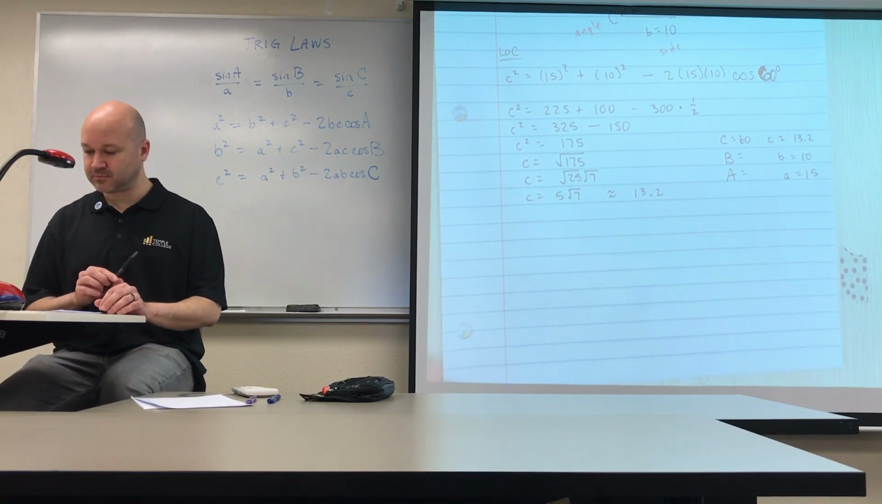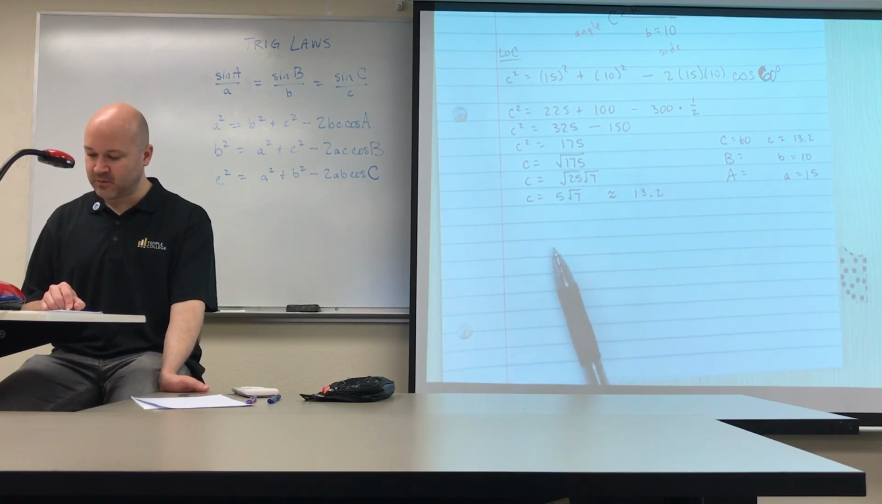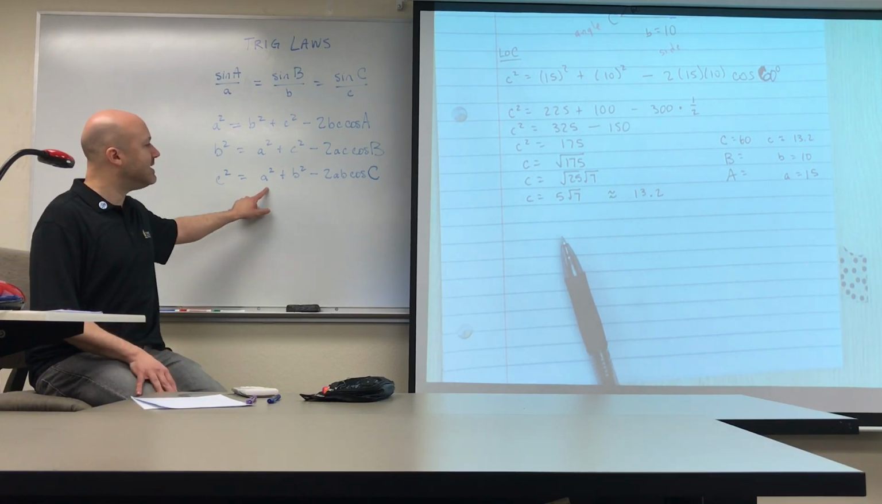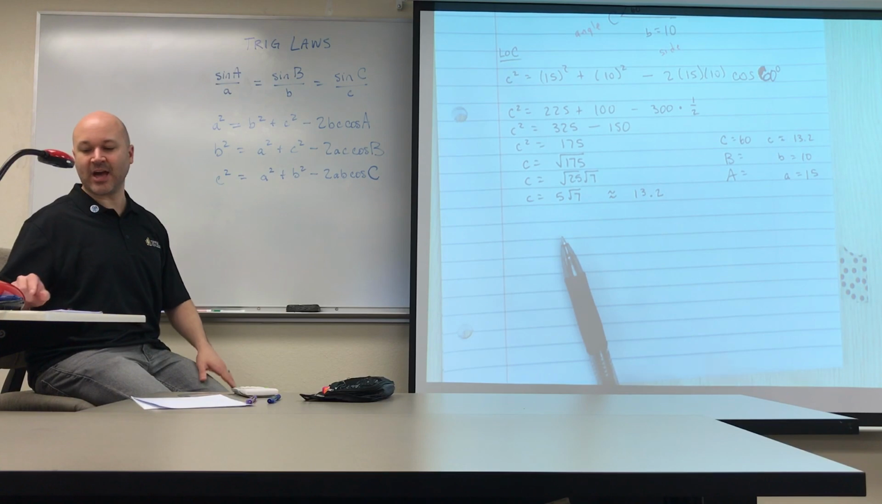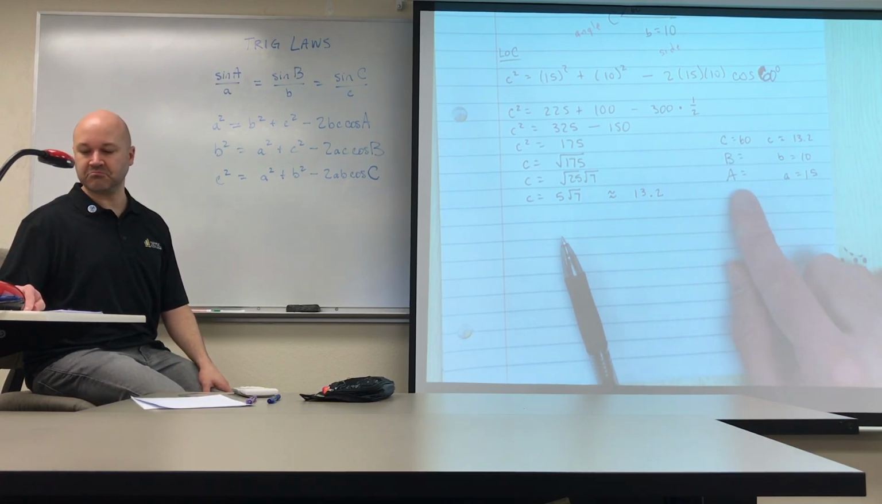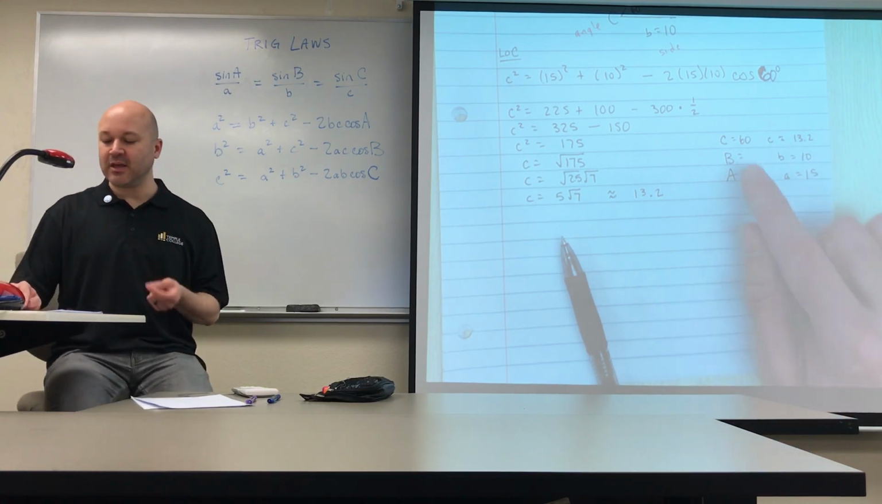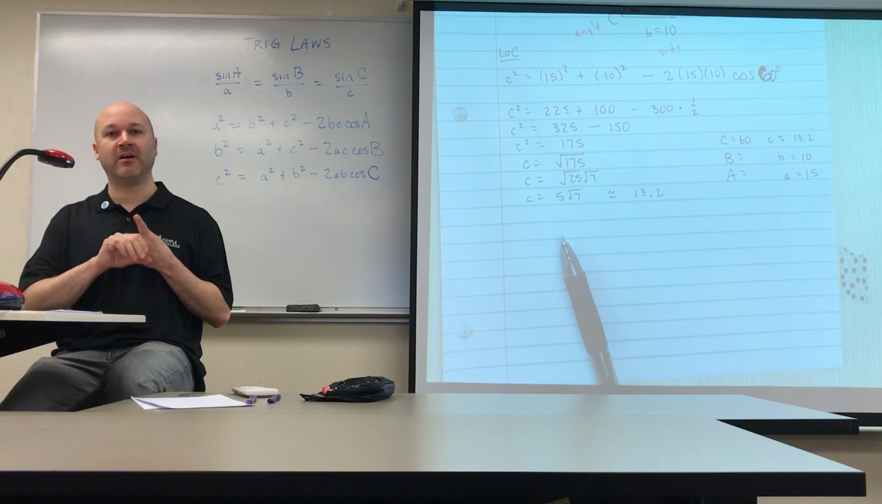But with that C value, I now have all 3 side lengths, so I could use the law of cosines to calculate the angles. So I've got options. I could calculate angle A or B using the law of cosines. I could fall back on the law of sines.